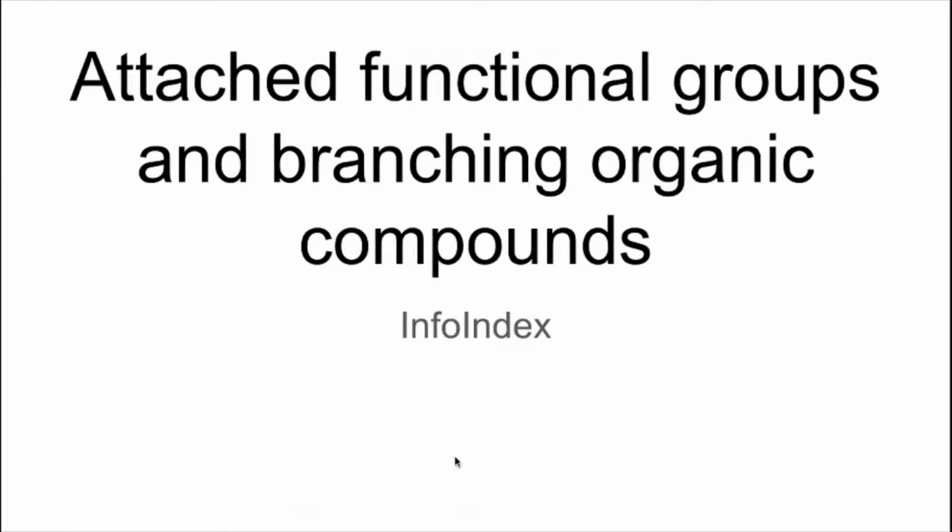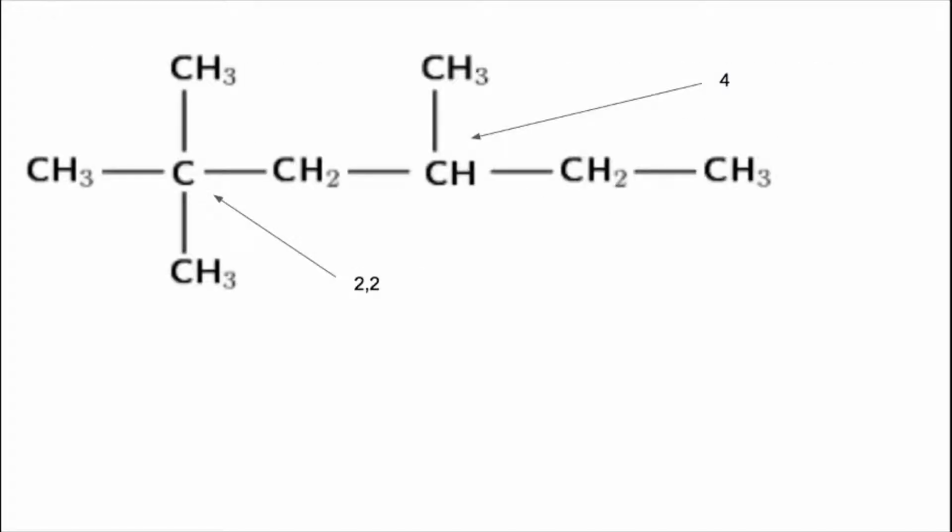Attached functional groups and branching organic compounds. Organic compounds need to be numbered when referring to attached functional groups. This is so that we know which carbon atom you're talking about when you say it reacts with another compound. The picture demonstrates this. For example, there's two methyl groups attached to the second carbon, so you number them 2 and 2. And there's another methyl group attached to the fourth carbon, so you number it 4.